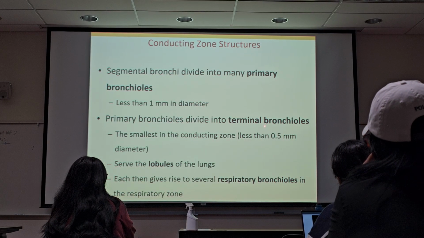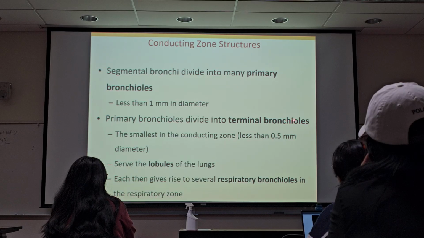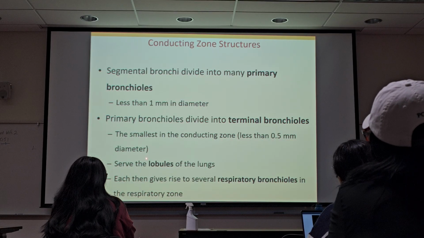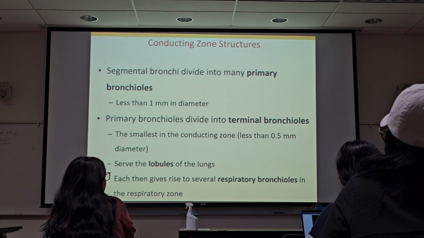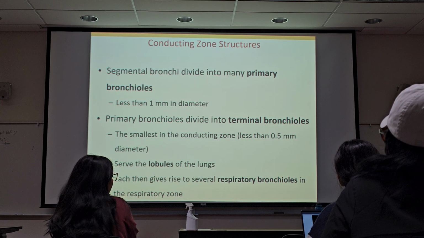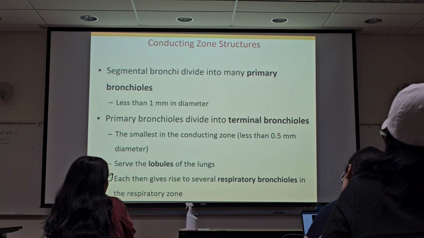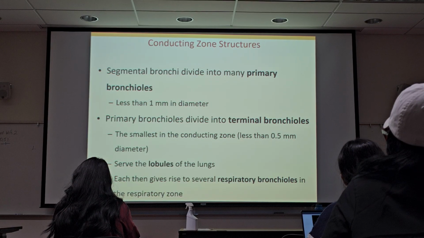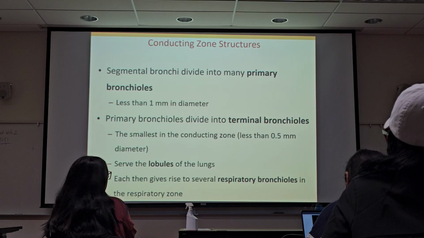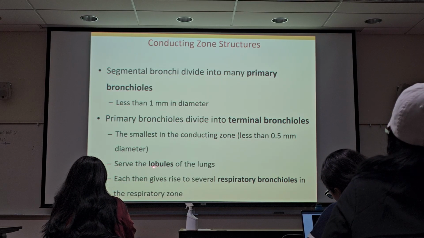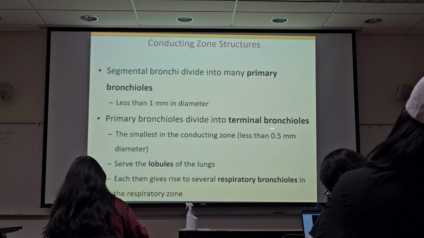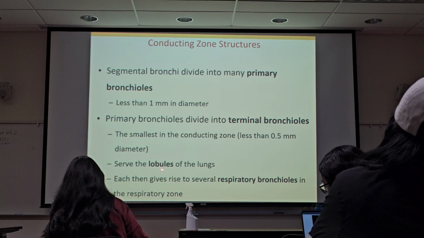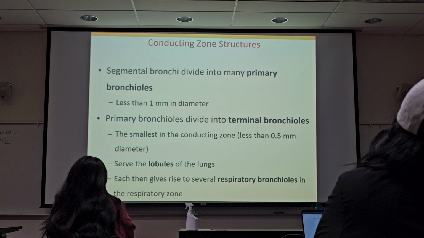Each one of these terminal bronchioles, the very last branch of the conducting zone, is going to deliver air into the very small lobules of the lungs. So we go from lobes of the lungs to bronchopulmonary segments of the lungs, and finally, we get to little lobules of the lungs. The lung model kind of depicts the lobules for us. Okay? But every lobule is serviced by a terminal bronchiole bringing air into it.